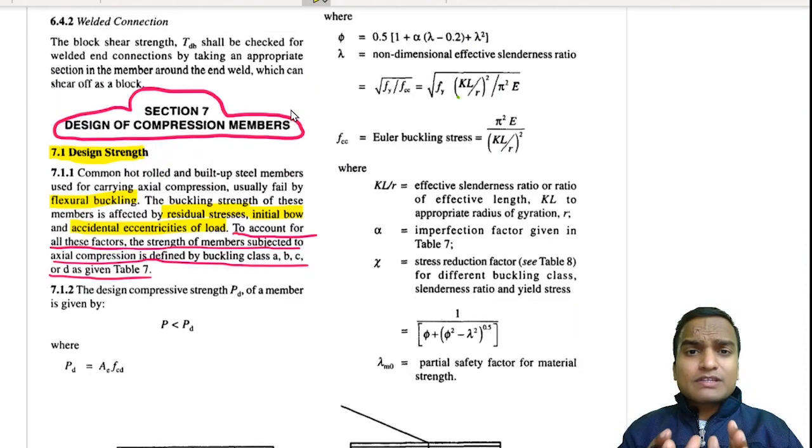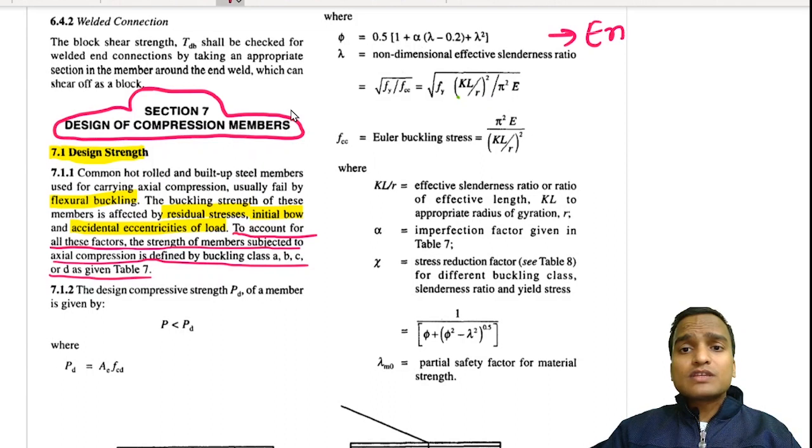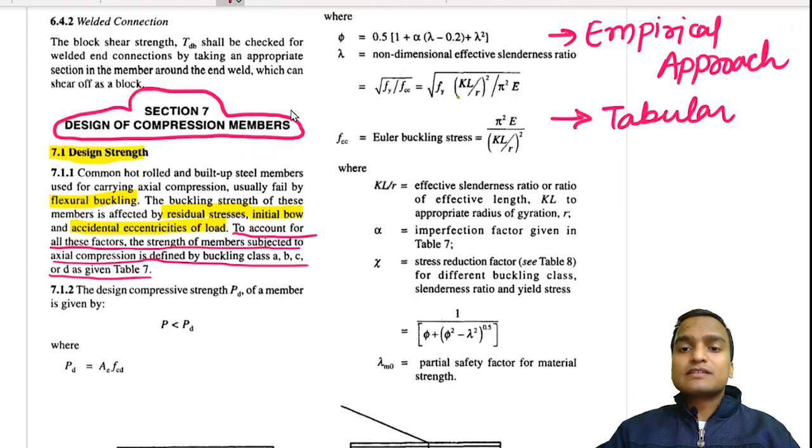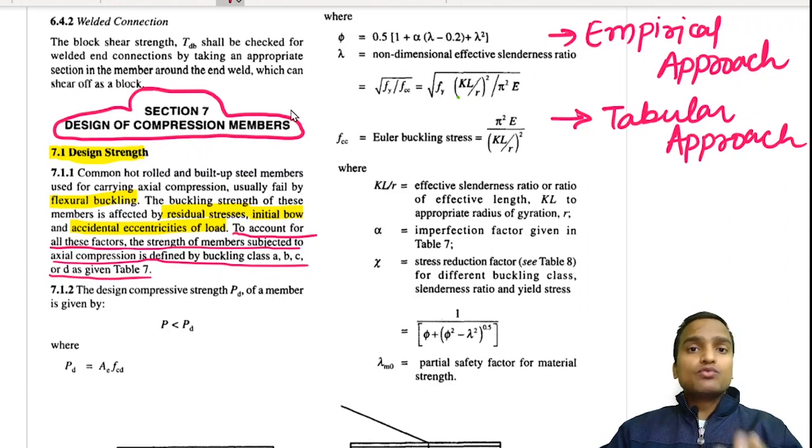Now the design of compression members can be done by 2 approaches. One is the use of empirical formula. So this approach is called the empirical approach, and here we use empirical formulas laid down in the IS code. This approach can be used by a student if he likes, but we will prefer the tabular approach, and this is relatively easier than the empirical approach. So you can use either approach and you will get the same values of design compressive strength.